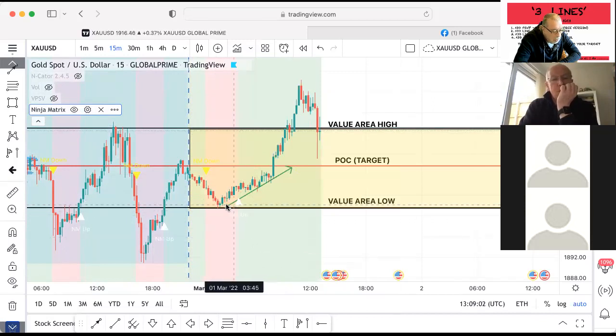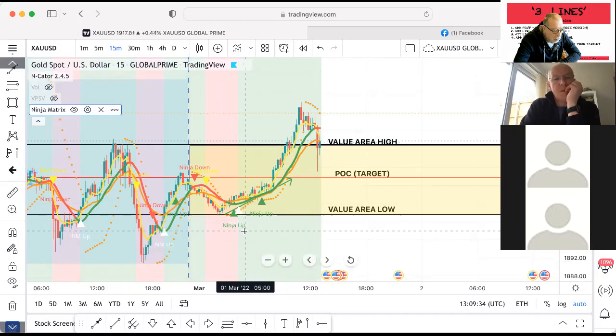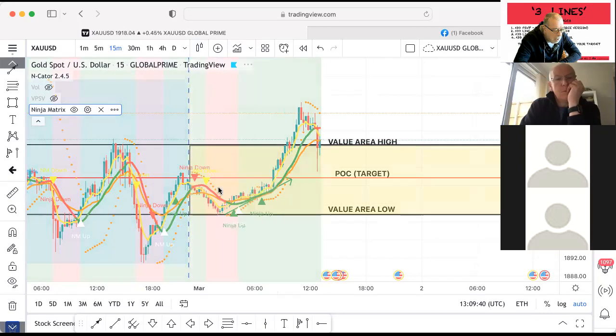What you can see is that when this turnaround first occurred, we still had a red Ninja Matrix down. So I wouldn't have got in at that point. I would have waited until this ninja up occurred here, where the background changes to green. So I wouldn't have got in until at least 4:15, but I need to do further checks, and I will put the Ninjacator on, and I will be looking for a ninja up. For this to work properly, we need to change to Heikin-Ashi candles.